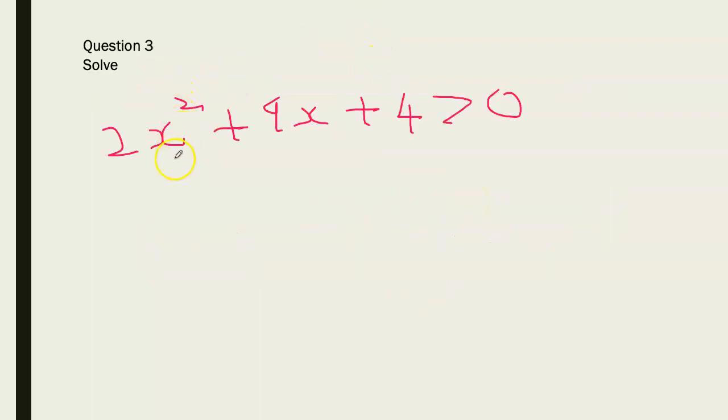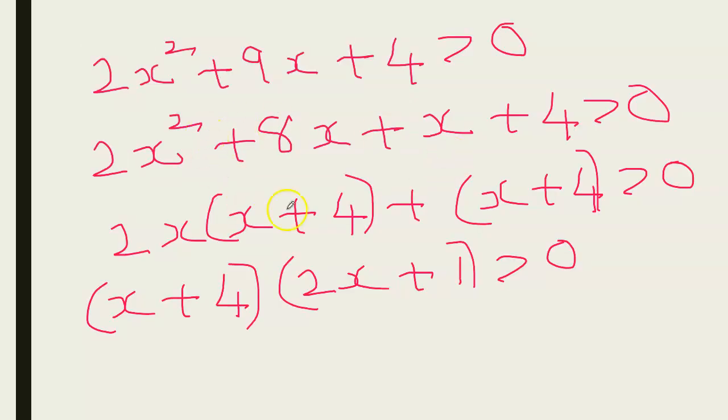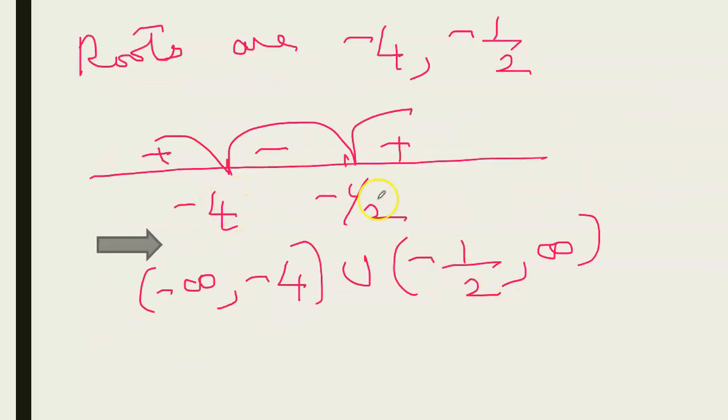Next question. Solve 2x squared plus 9x plus 4 greater than 0. Again, briefly check if the coefficient of x squared is positive. It is. So when you factorize, you get (x plus 4)(2x plus 1) greater than 0. So what are your roots? Minus 4 and minus half.